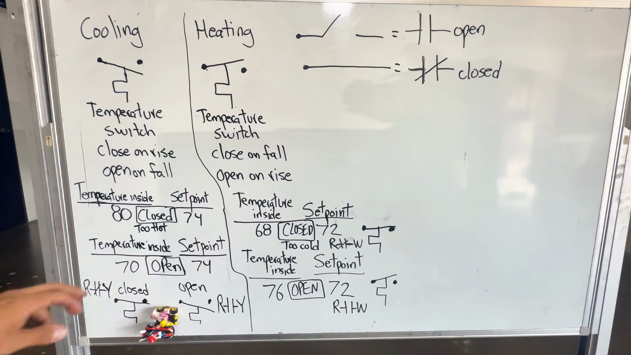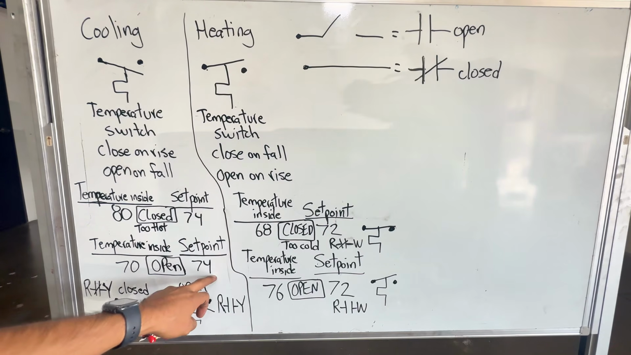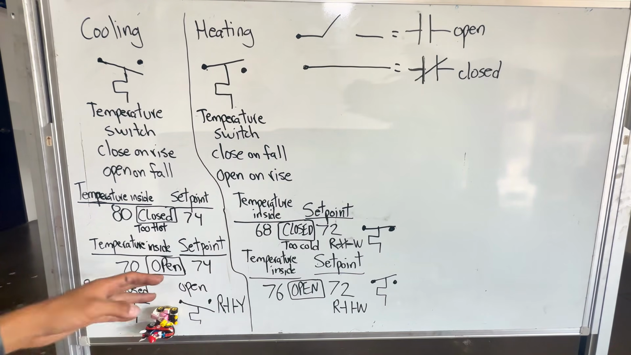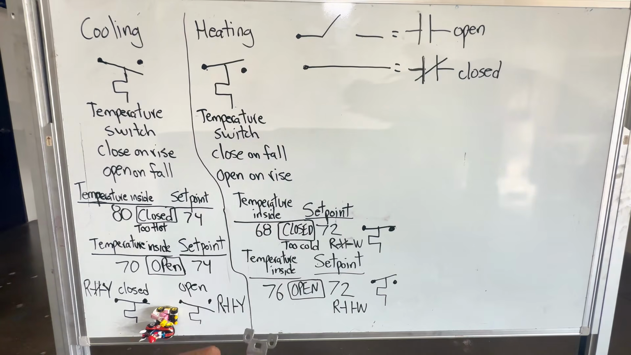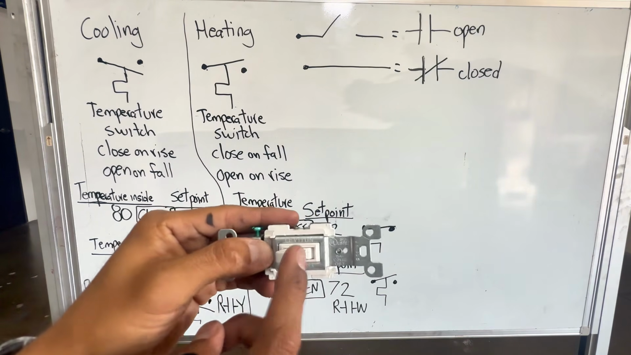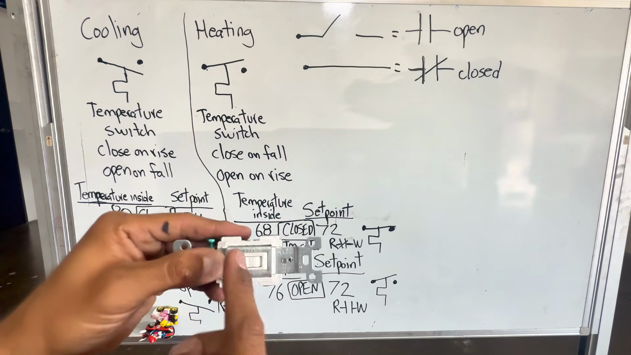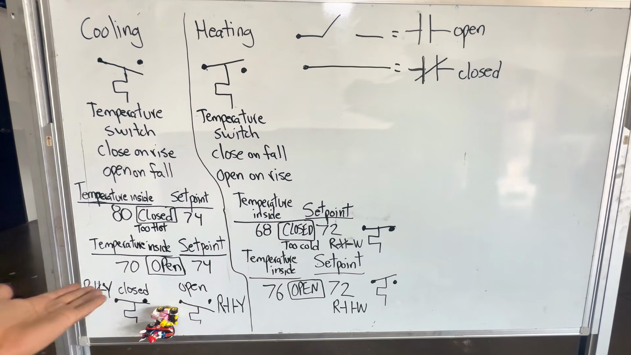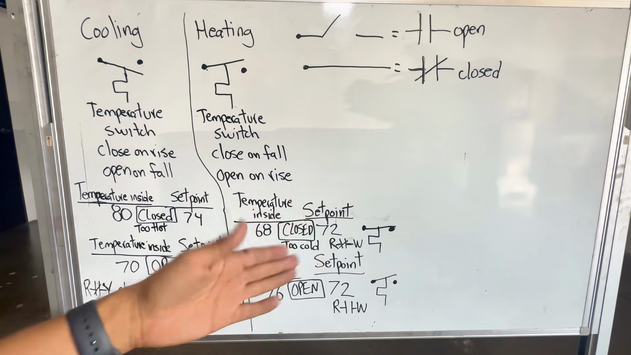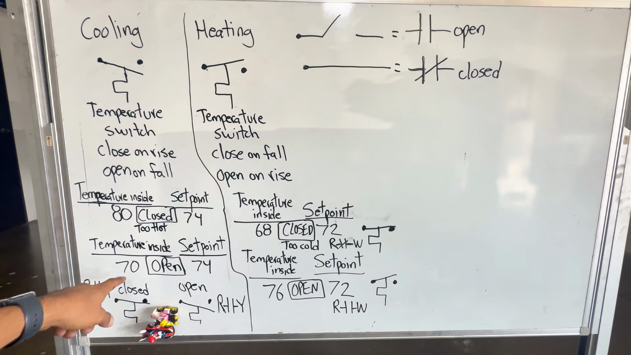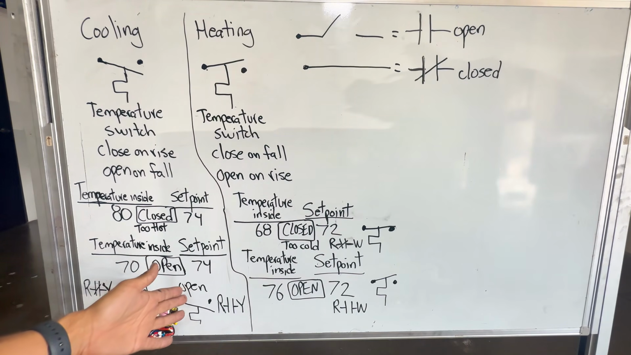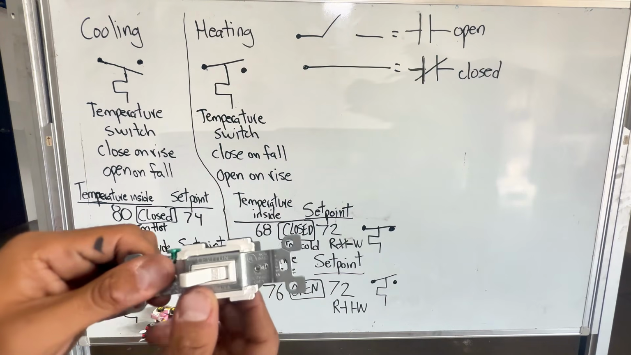Look at this one here. Temperature in your house is 70 degrees. You have a set point of 74. Is the switch going to open or close? It's gonna stay open. It's not gonna close because we're just seeing right here, my set point 74, the house is kind of cold. Why am I gonna turn on the air conditioning system? So it's gonna stay open.